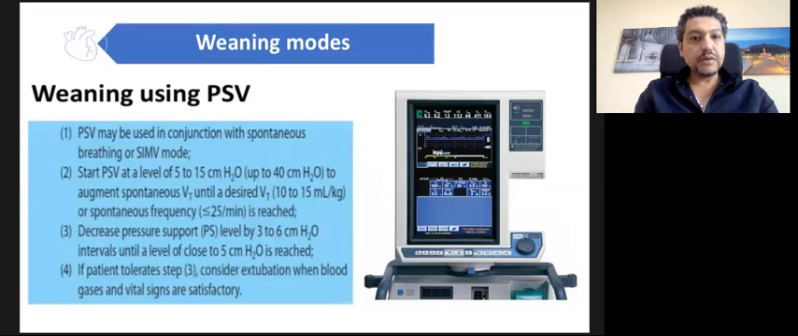So you should usually start the pressure support ventilation at around 5 to 15 centimeter water to augment the tidal volume, like we said, until adequate spontaneous frequency or respiratory rate is achieved. So third step is to decrease the pressure support gradually and reassess parameters and status of the patient. Fourth step, if the patient tolerates the third step, then you have to check the arterial blood gases and vitals, all the other parameters. And if all within normal, then you should consider extubation at that time.